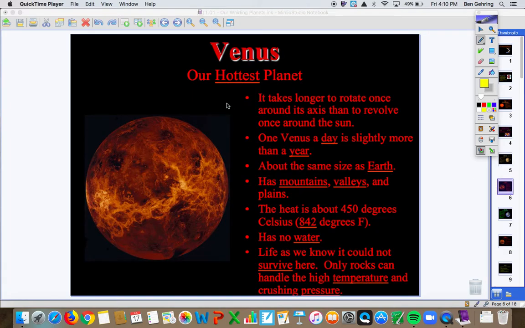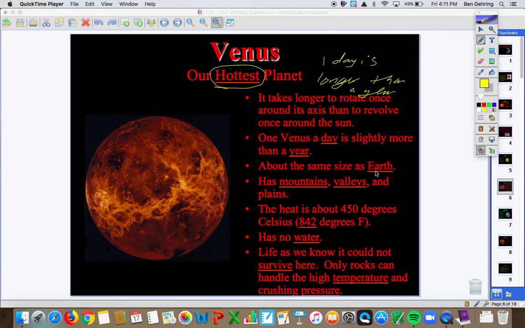Our next planet is Venus. And Venus is actually hotter than Mercury, even though it's farther from the sun. And we're going to talk about that in a second. But it takes longer for Venus to spin around its axis than it does to revolve around the sun. So one day is longer than a year on Venus, which is pretty crazy.